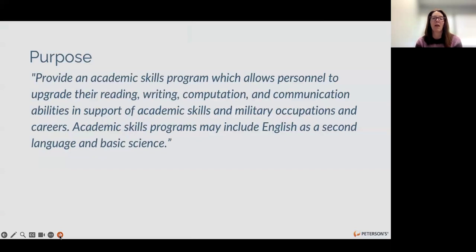The purpose of the program, and I like to read this and reiterate that, is to provide an academic skills program which allows personnel to upgrade their reading, writing, computation, and communication abilities in support of academic skills and military occupations and careers. Academic skills programs may include English as a second language and basic science. So we always want to look back to our purpose and see, if we start to get a little beyond scope, rein it back in.